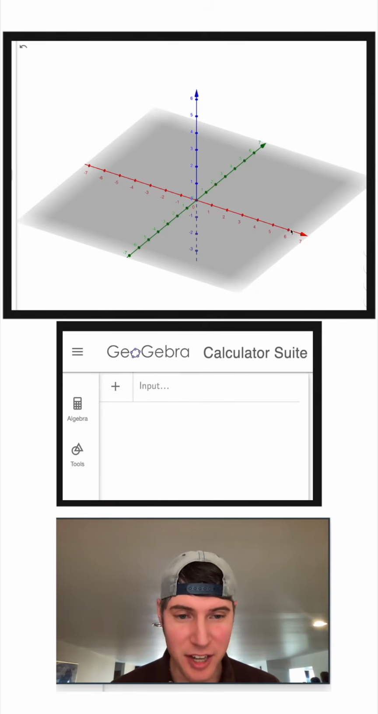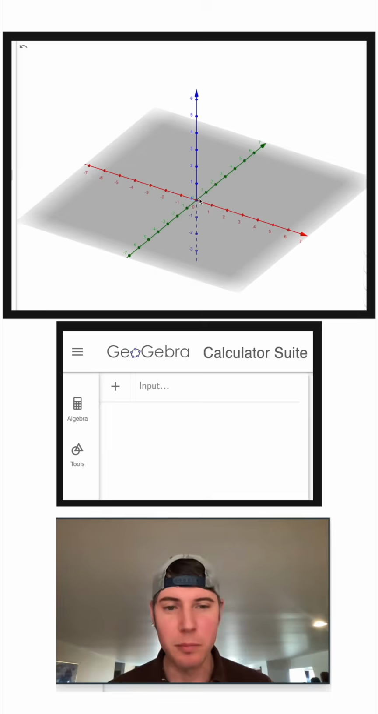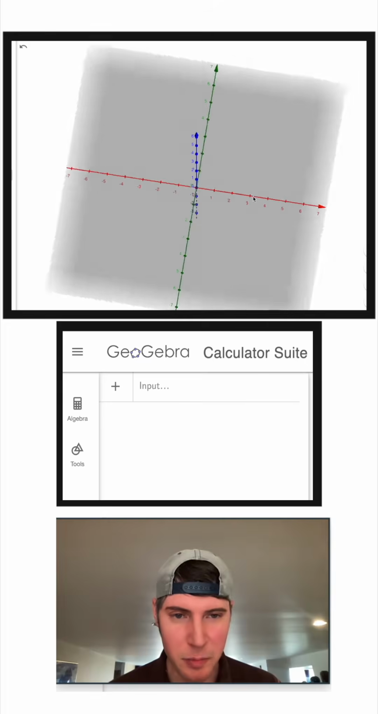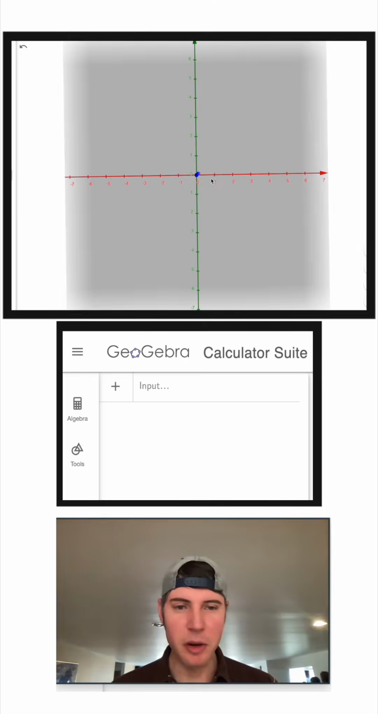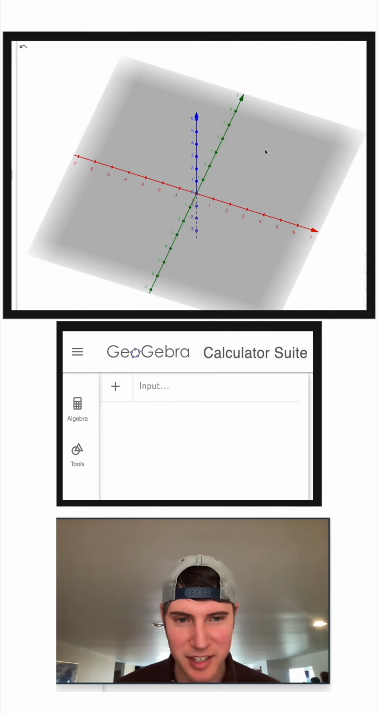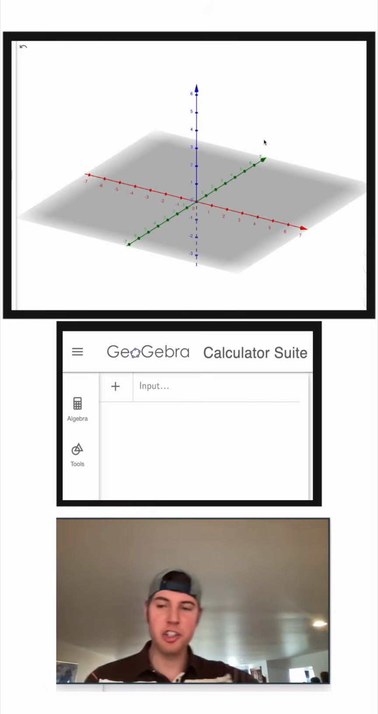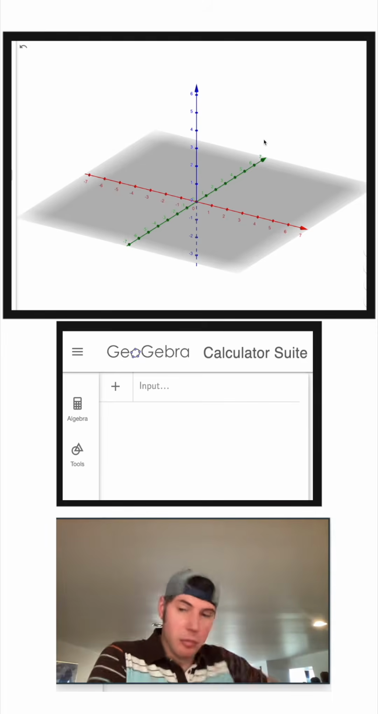The red one is the x-axis, the green one's the y-axis, and the blue one is the z-axis. We can spin this to see what we're normally used to. So the red one's the x-axis, and this is the y-axis. We can pull this up like this and see what's happening. The z is shooting straight up from the piece of paper or going below the piece of paper.